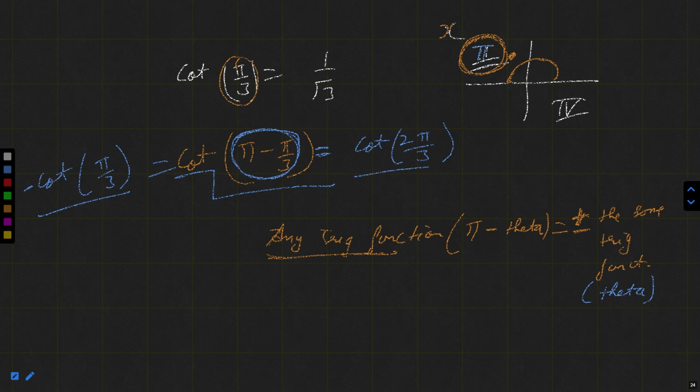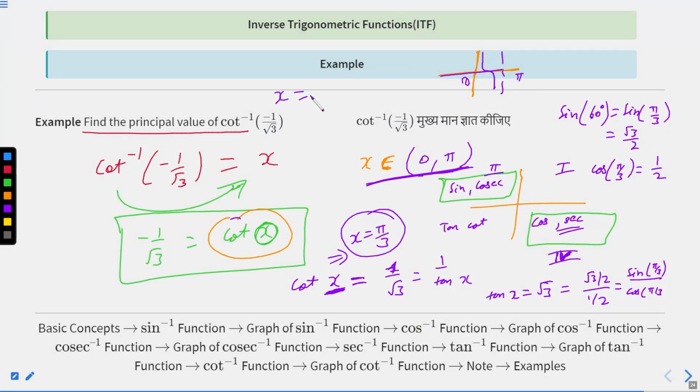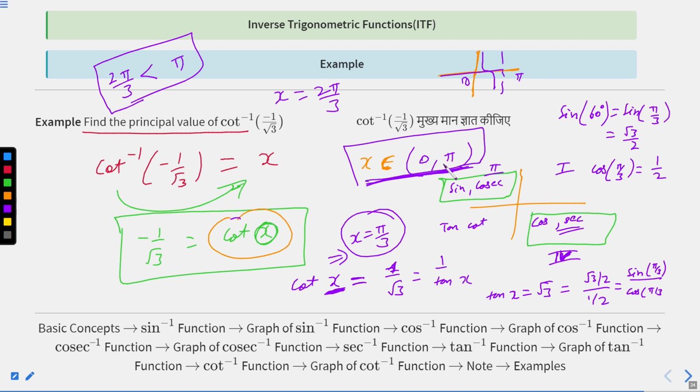Now we have arrived at our solution that x will be 2 pi by 3. As you can easily verify, 2 pi by 3 is less than pi, so this belongs to the open interval 0 to pi. So the principal value will be 2 pi by 3.